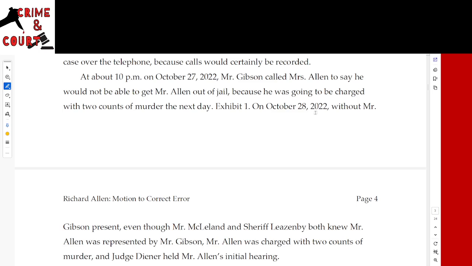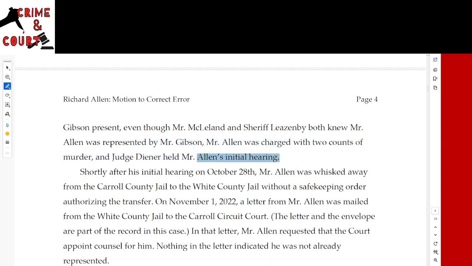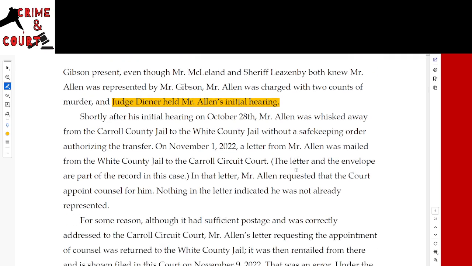Okay, so on October 28th, 2022, without Mr. Gibson present, even though Mr. McClelland and Sheriff Lesenby both knew that Mr. Allen was represented by Mr. Gibson, Mr. Allen was charged with 2 counts of homicide, and Judge Diener held Mr. Allen's initial hearing without his attorney present. That is so wrong. Shortly after his initial hearing on October 28th, Mr. Allen was whisked away from the Carroll County Jail to the White County Jail without a safekeeping order authorizing the transfer. So he was moved without an order.